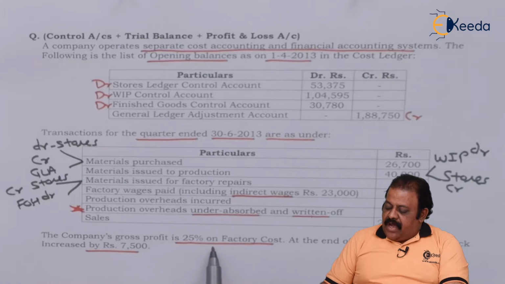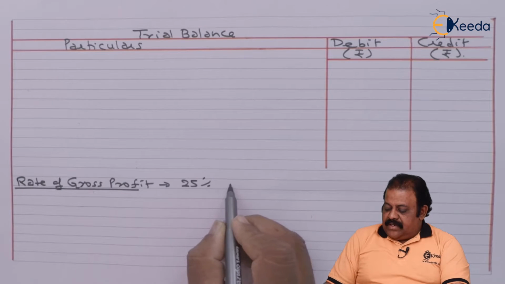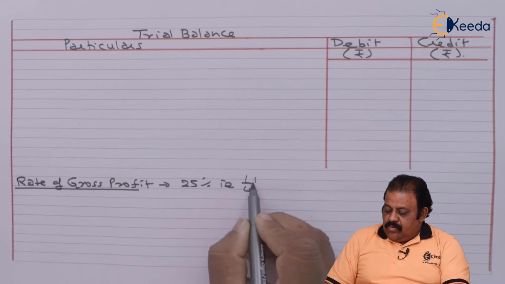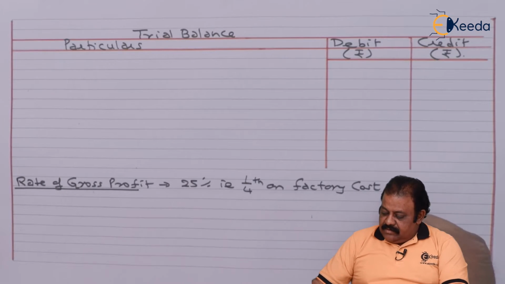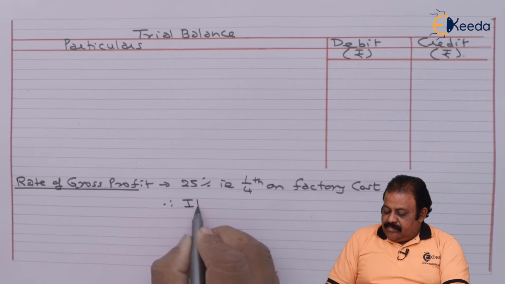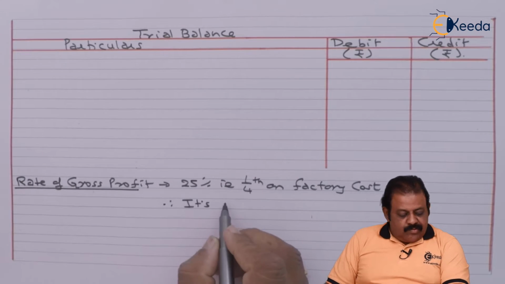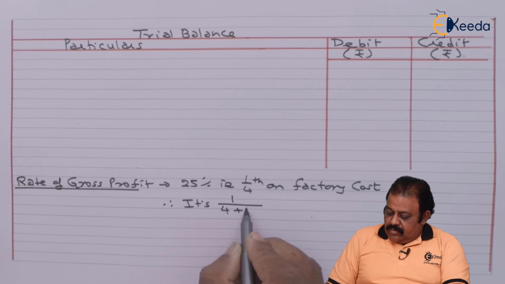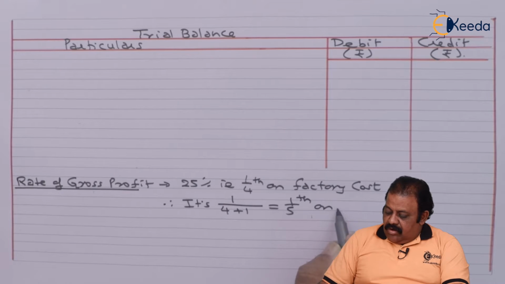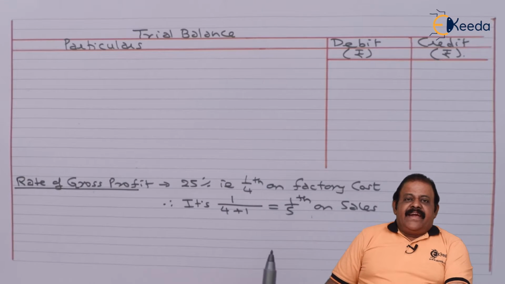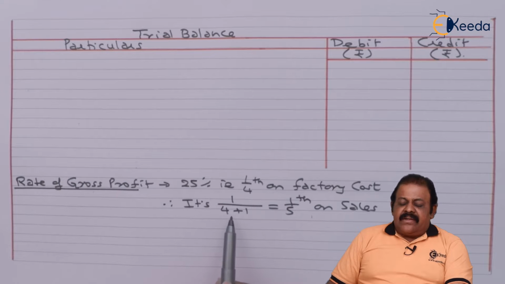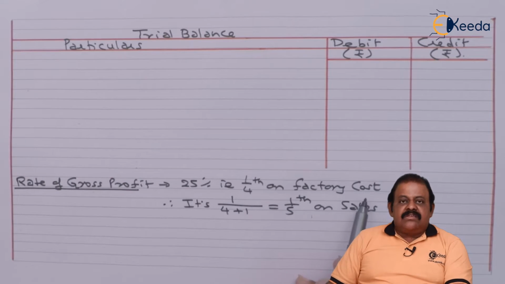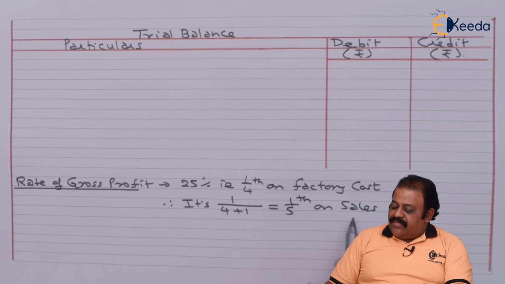Company's gross profit is 25% on factory cost. 25%, that is 1/4 on factory cost. Therefore, it is 1/5 on sales. When rate of profit is given on cost like 1/4, we can add one number to denominator to get rate of profit on sales. So 1/4 on cost, 1/5 on sales. If it is 1/5 on cost, 1/6 on sales. So here it is 1/5 on sales.